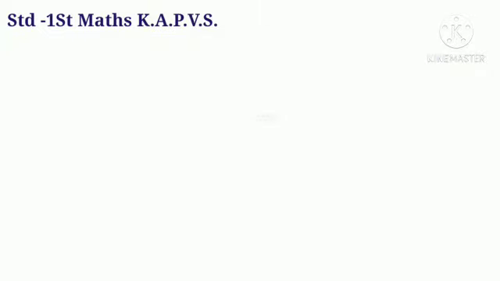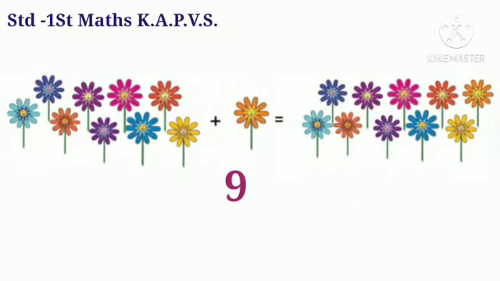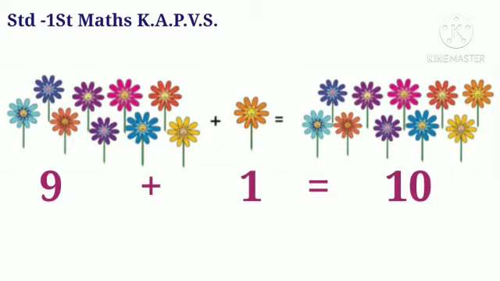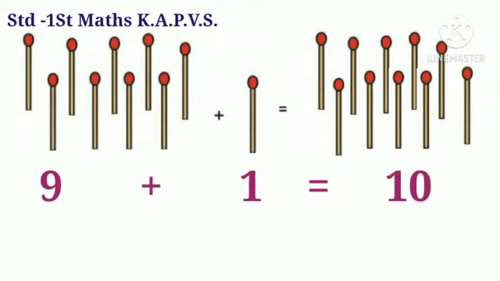Now look, there are 9 flowers. We add 1 flower in it. 9 and 1 make 10. There are 10 flowers altogether. Now look at the matchsticks. There are also 9 matchsticks, and we add 1 matchstick in it. The total matchsticks are 10.